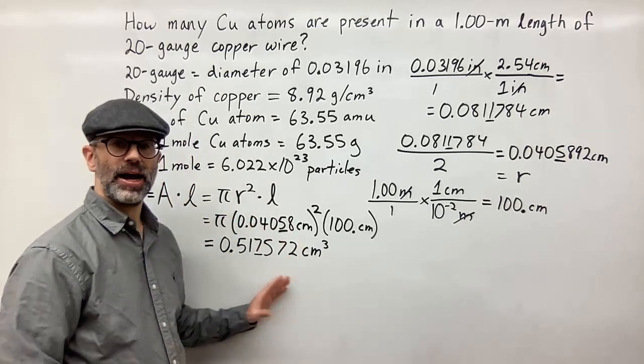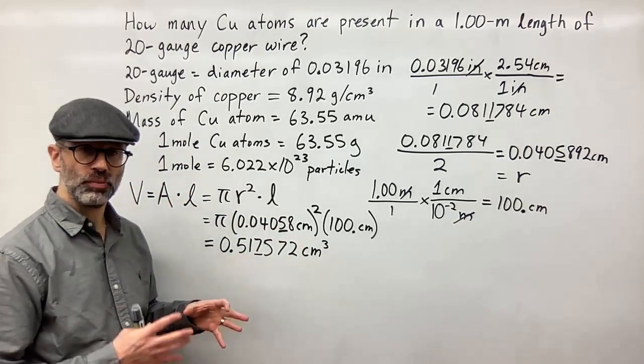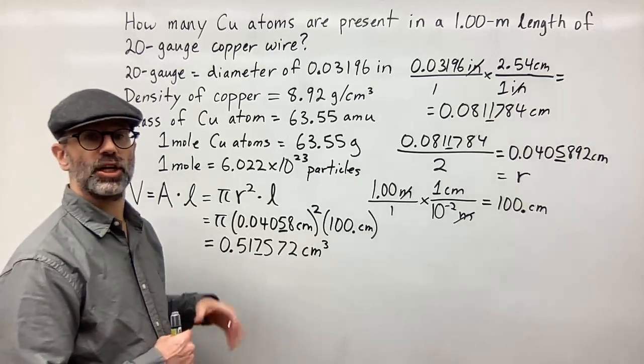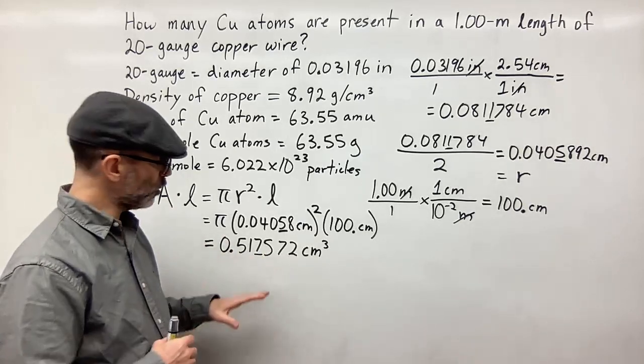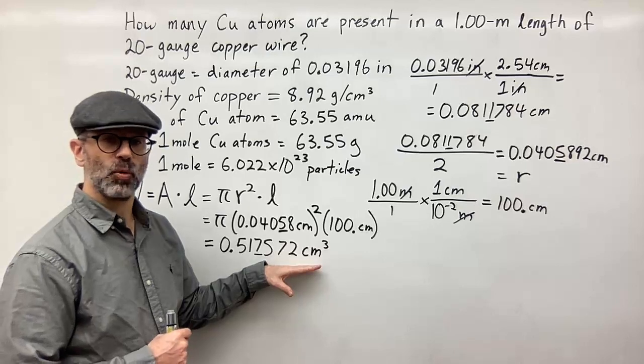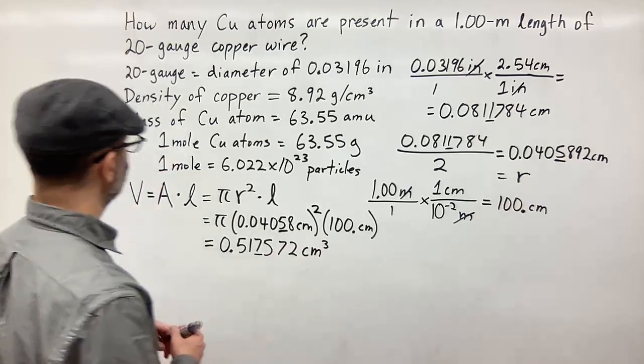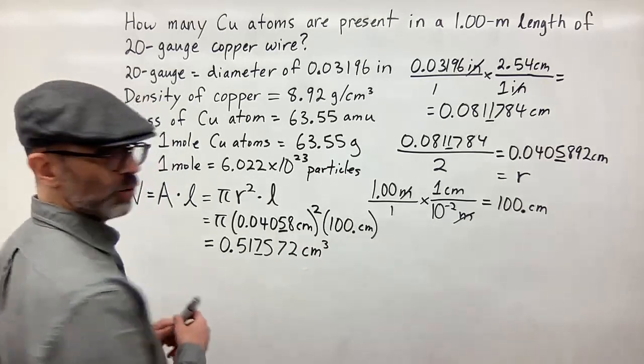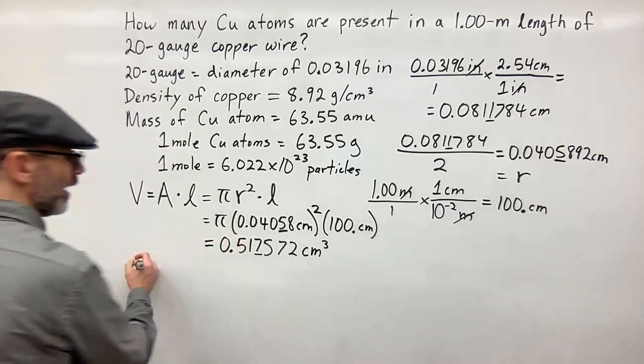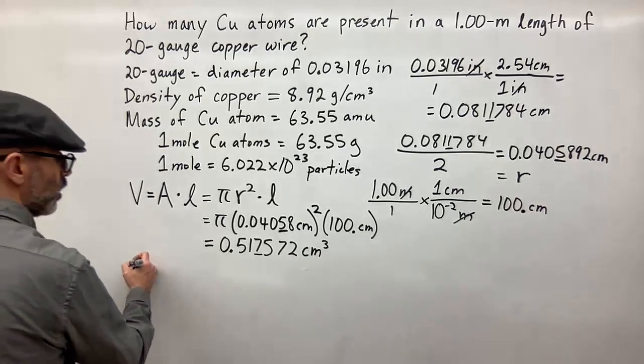Okay, so now I have centimeters cubed. I got the volume. Now I can go ahead and do the conversion factors to convert my volume of my copper wire into number of atoms. Okay, so let's go ahead and do that. So I'm going to start down here. I have room down here. So I'm going to start with this number here.